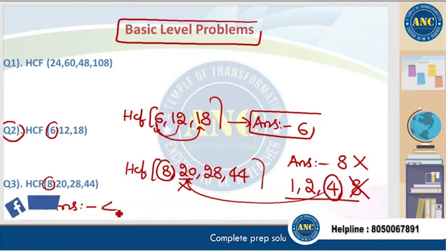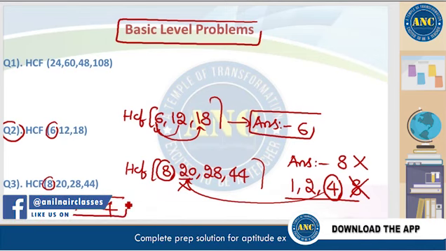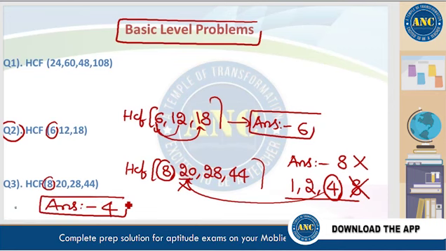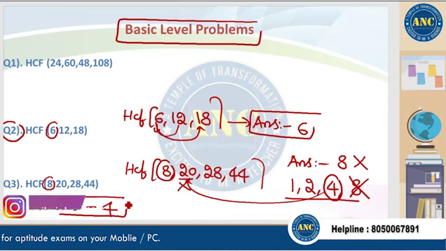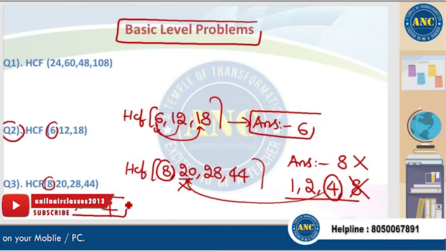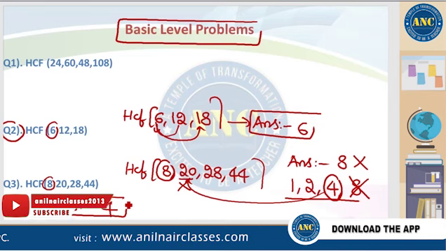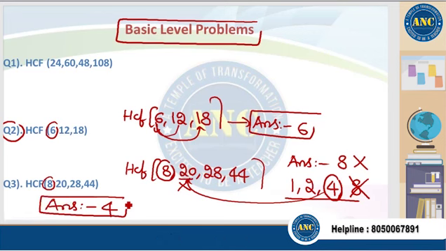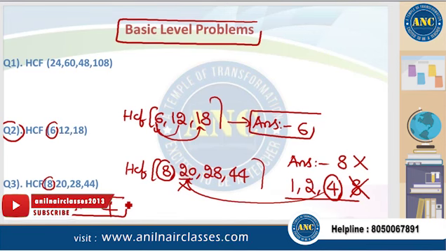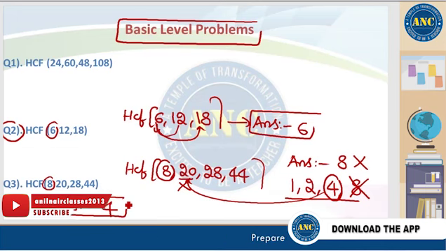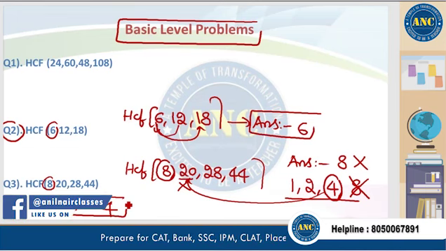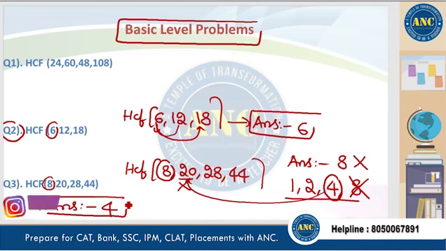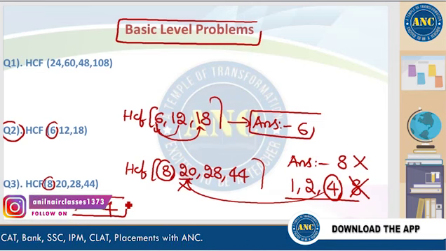I hope the idea is very clear. Always play with the lowest number in the given numbers. Lowest number is 8. Check whether all the other numbers 20, 28, 44 are divisible by 8. 20 is not divisible by 8, so 8 is not the answer. Check with the factors of 8. If 8 is not possible, check the next highest factor, which is 4. 4 will divide 8, 4 will divide 20, 4 will divide 28, and 44.